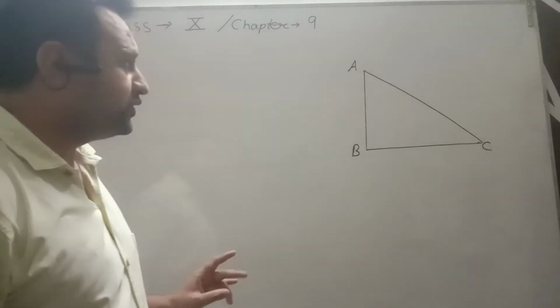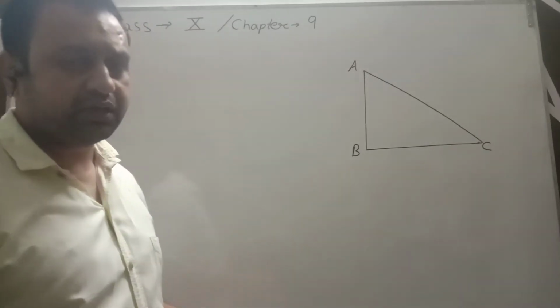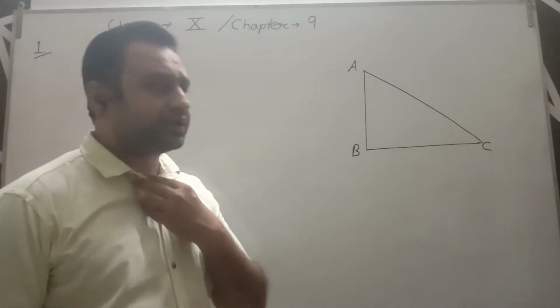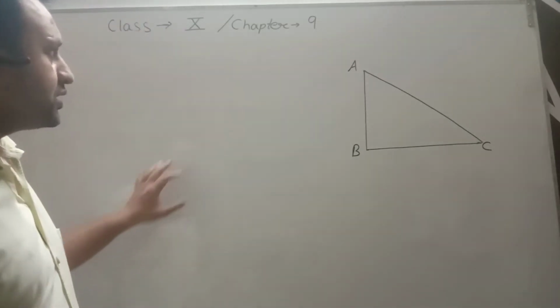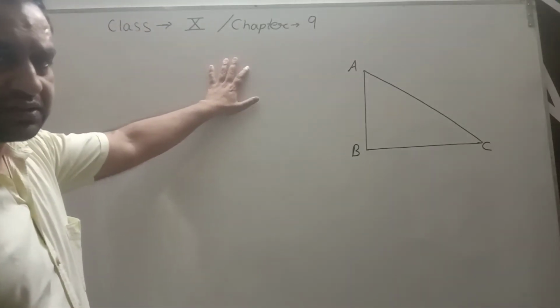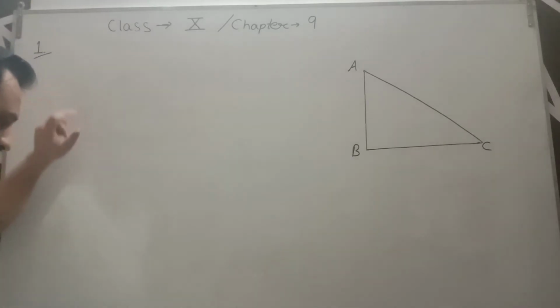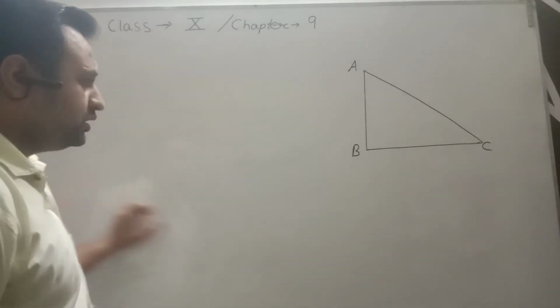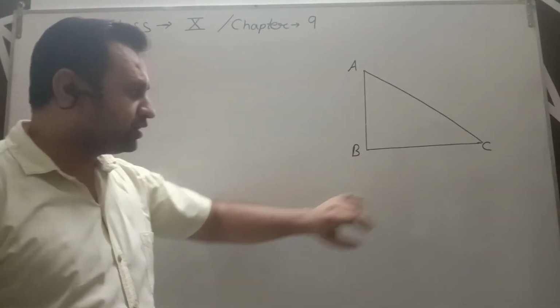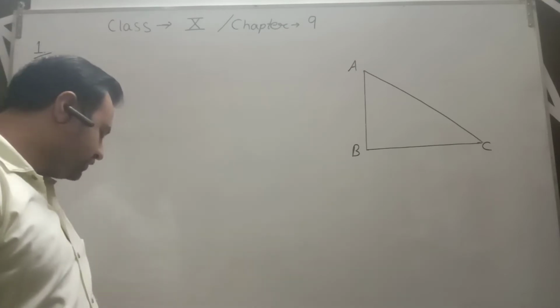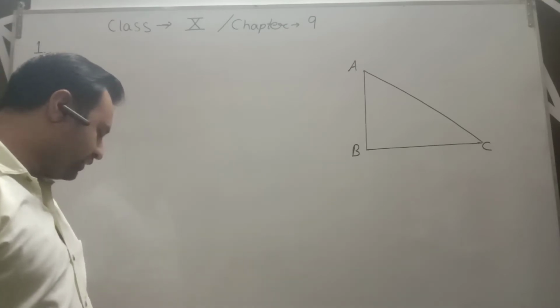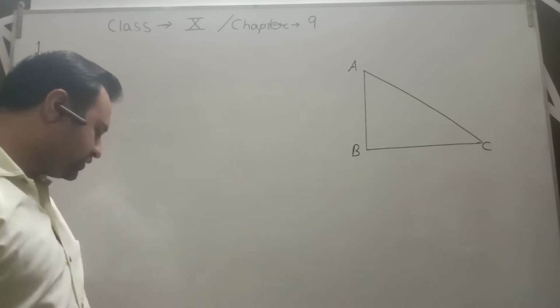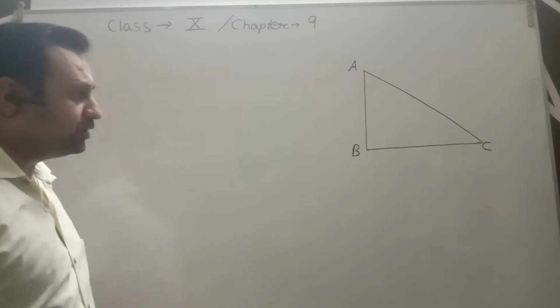In the previous video we discussed line of sight, angle of elevation and angle of depression. So now we start the chapter number 9 exercise. First question. In the first question we draw a figure in which it is given that a circus artist is climbing a 20-meter long rope which is tightly stretched and tied from the top of a vertical pole.